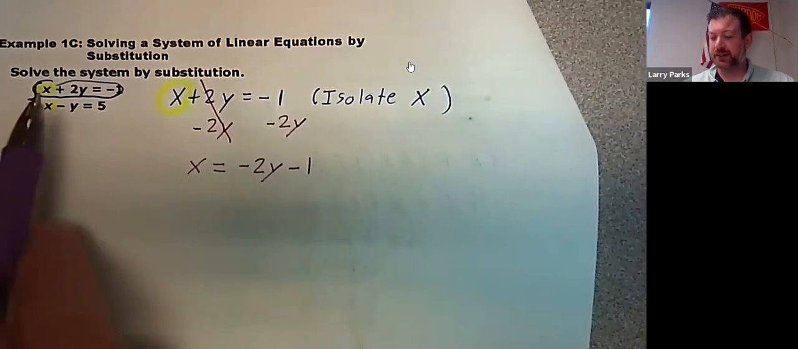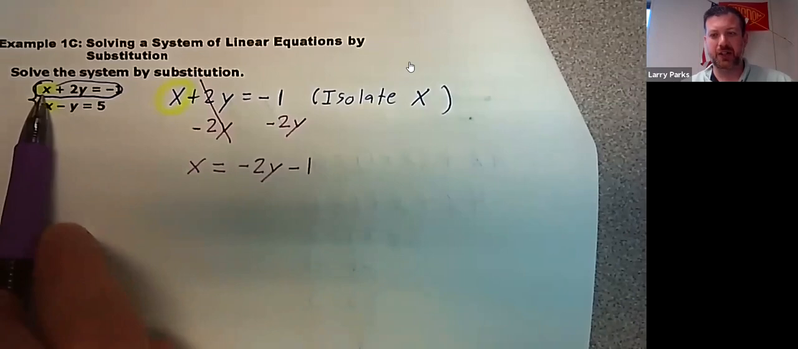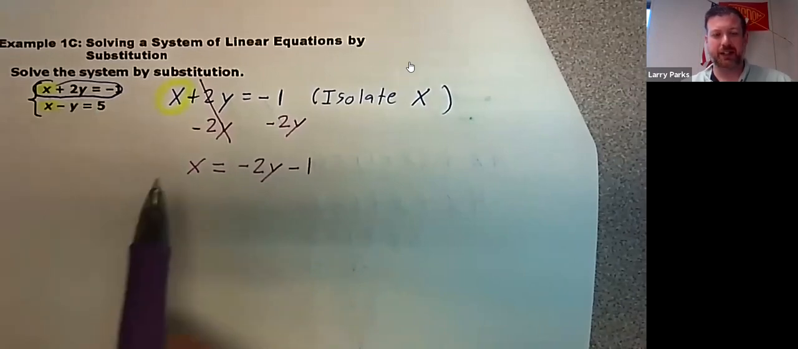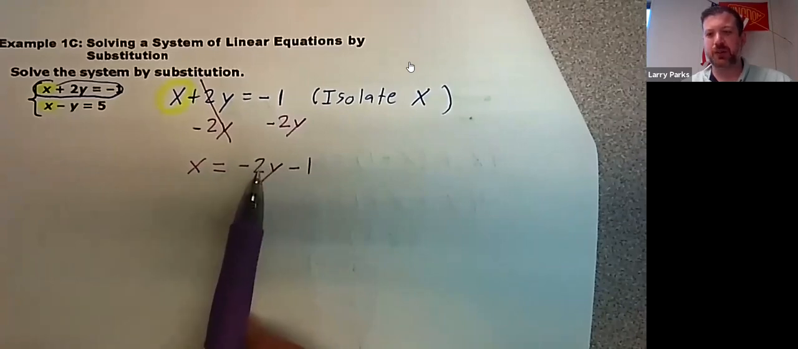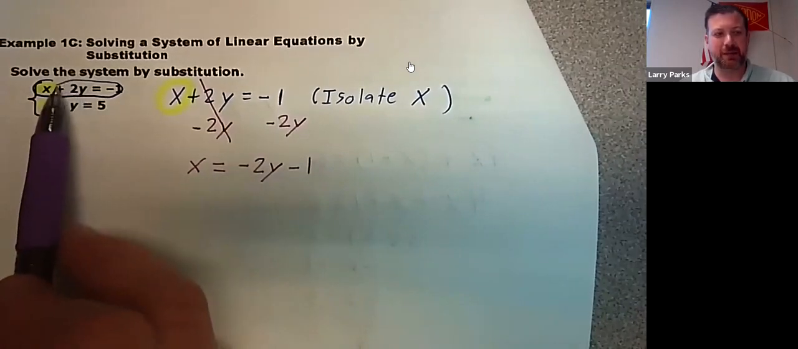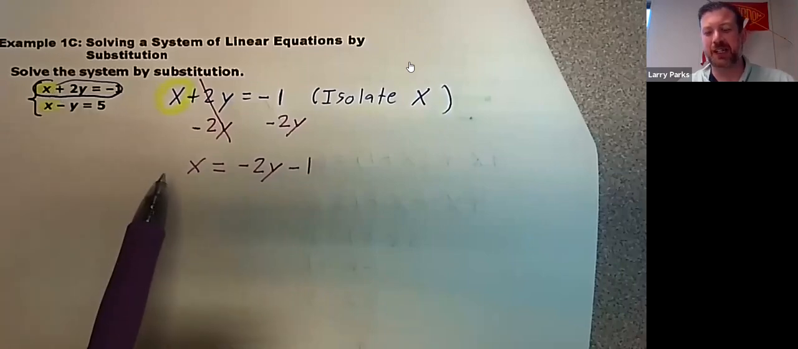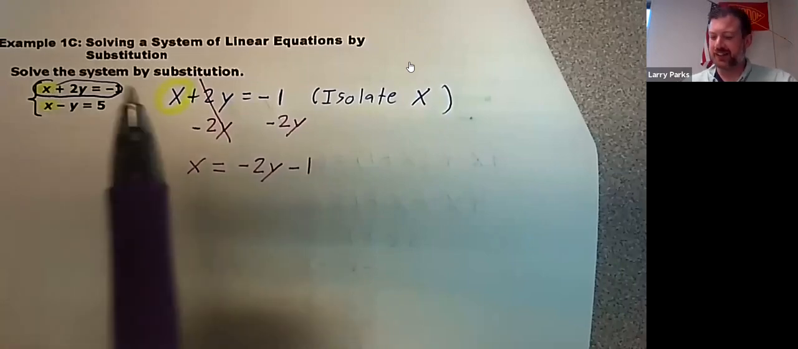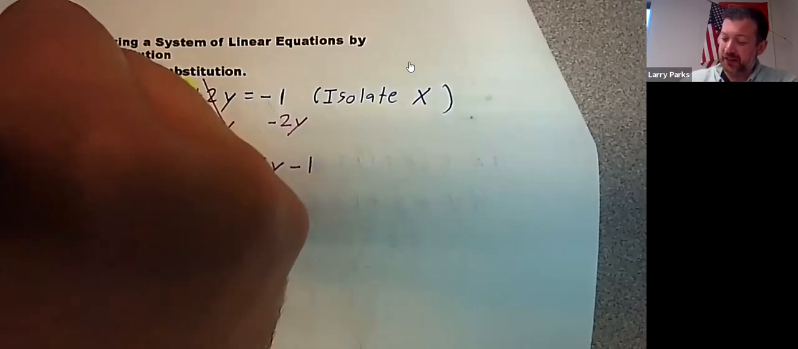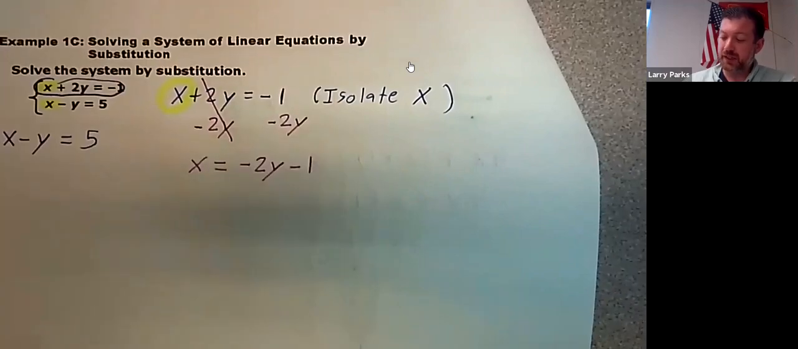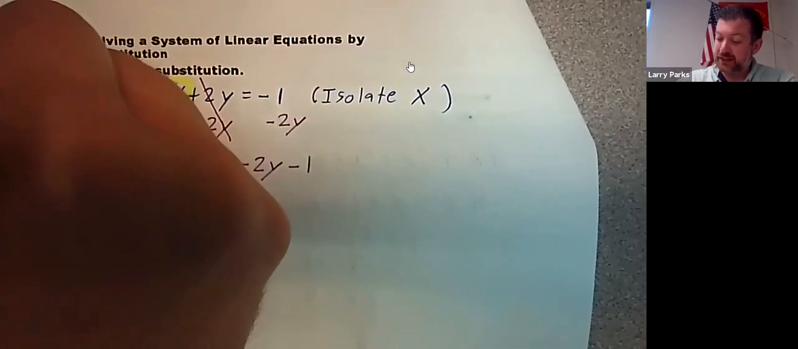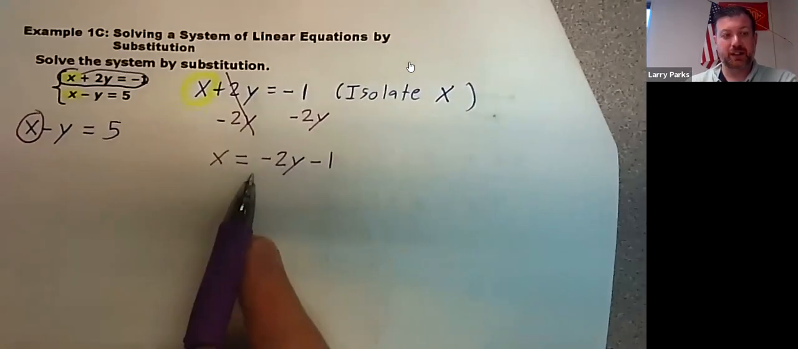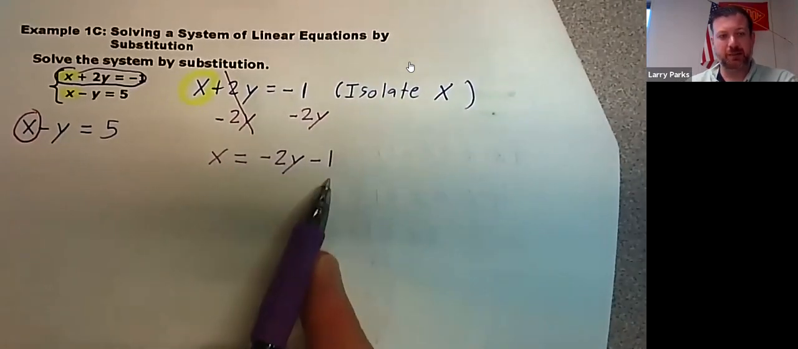So all I did was I took this first equation and I chose to isolate for this x, and I get this. Now, whatever equation you did not pick, that's what you're going to plug into. Do not plug into the same equation. It won't work. You have to substitute into the other equation. So what I need to do, I have x minus y equals 5 is my other equation. But now I know what the value of x is. And x is negative 2y minus 1.